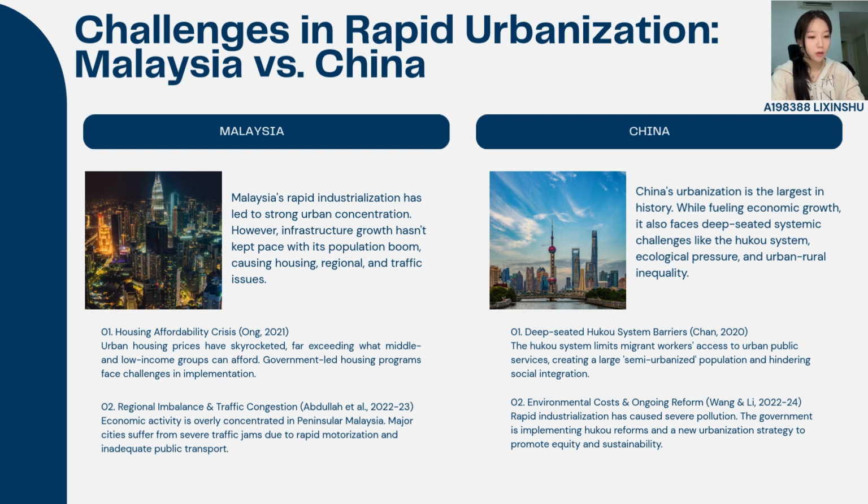First, the housing affordability crisis. City house prices rise sharply. Middle and low-income people cannot pay for them. The government's cheap housing plans also meet many difficulties when they are carried out.